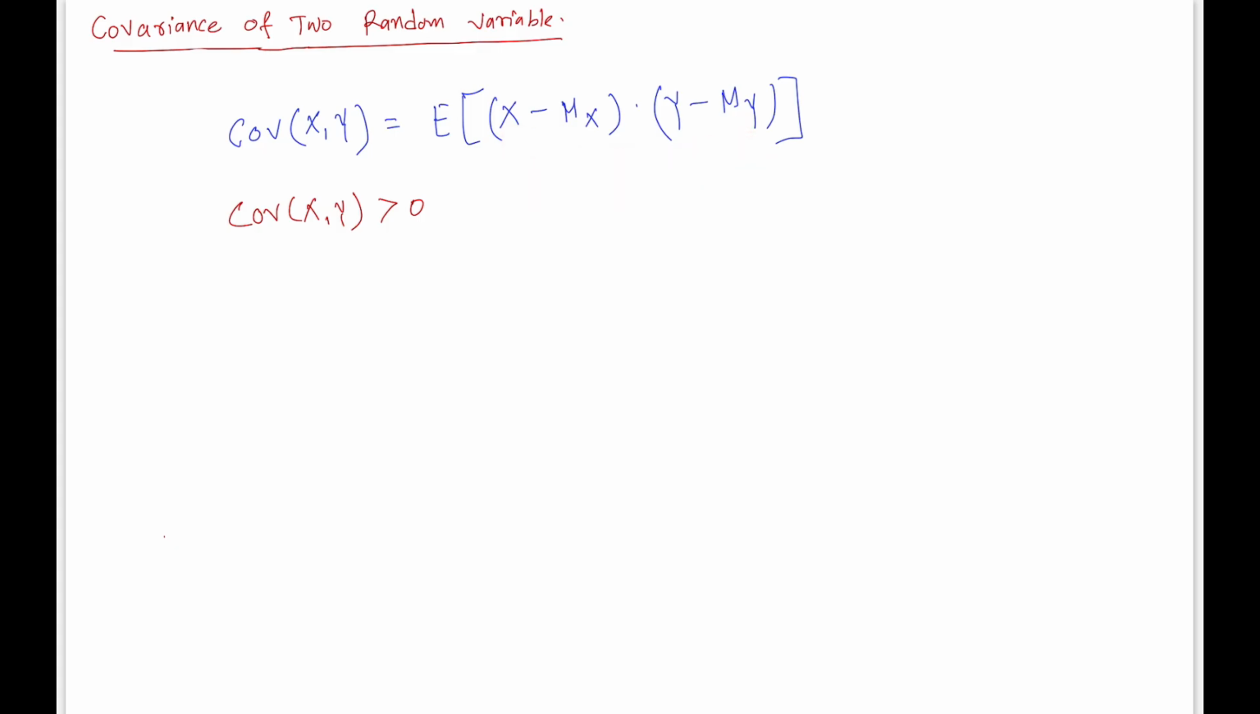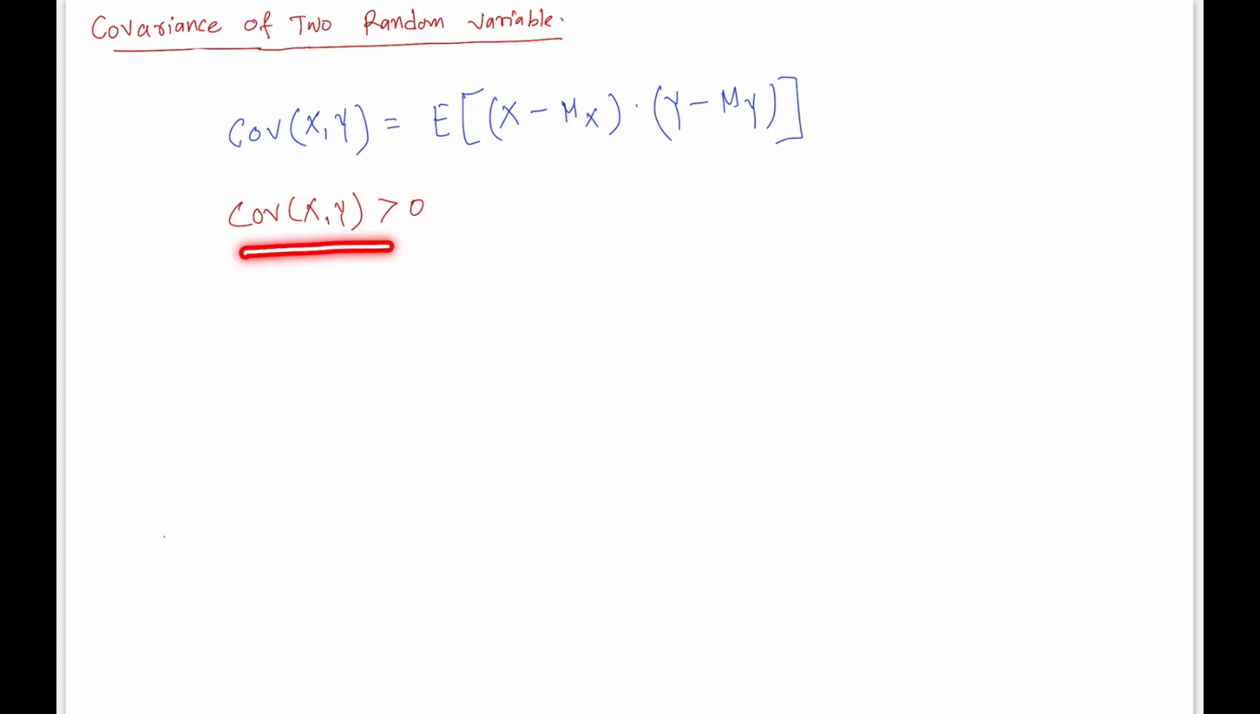Or we could have the case where the covariance is greater than 0 and, on average, random variable x takes a value that is less than its mean, and at the same time y also tends to take a value that is less than its mean. So this deviation would be negative and that deviation would be negative, and overall we will have a positive covariance.